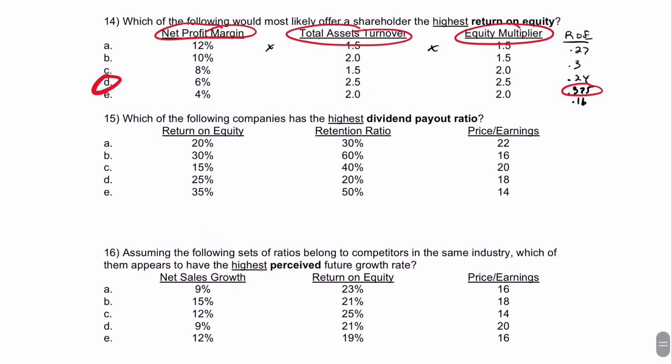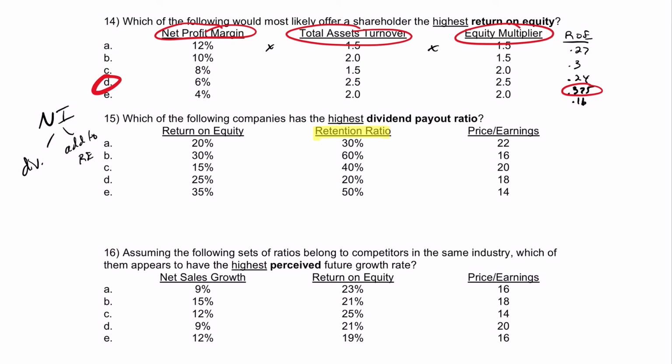15. Which of the following companies has the highest dividend payout ratio? Well, we know that a company has two options with their net income. They either pay it out in the form of dividends or they add it to retained earnings. So the dividend payout ratio is dividends divided by net income, and it gives you a percentage of your net income that's paid out in dividends, and then your retention ratio is the amount that you retain in the form of retained earnings, which is retained earnings divided by net income.